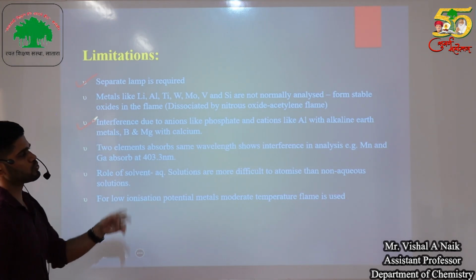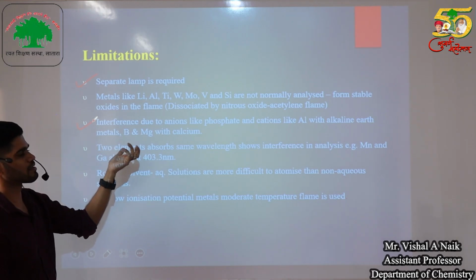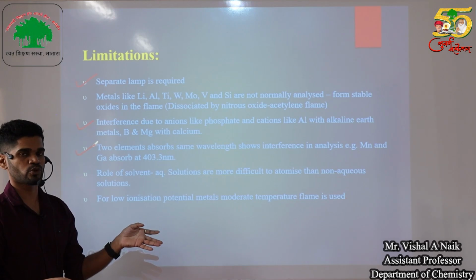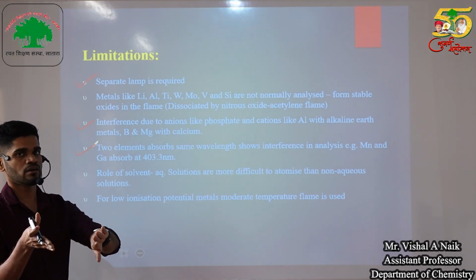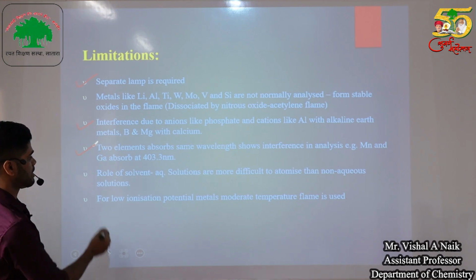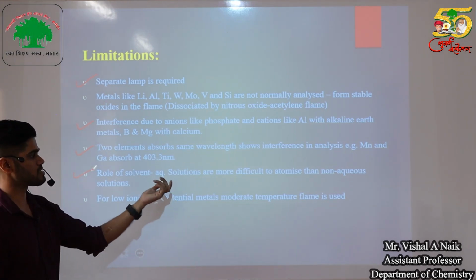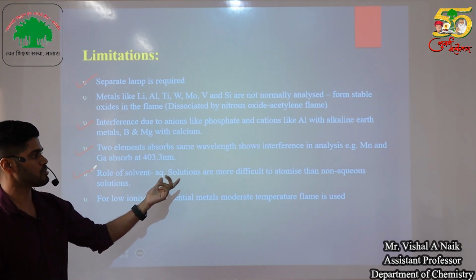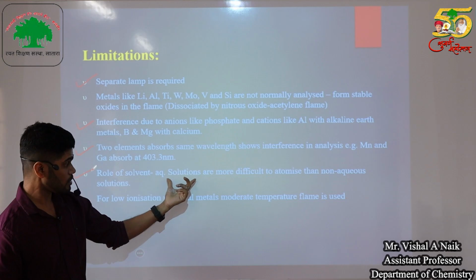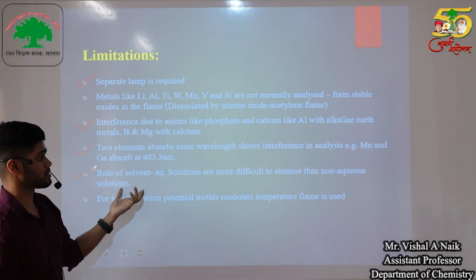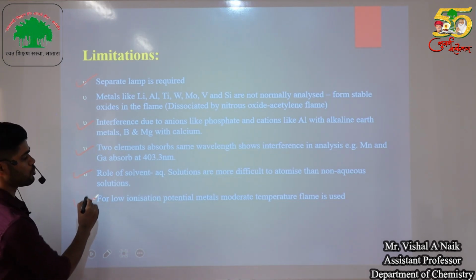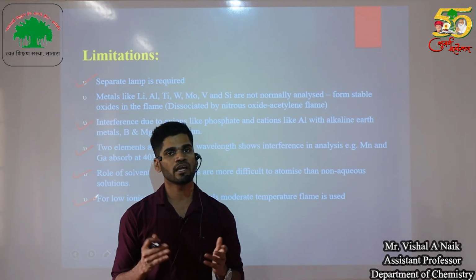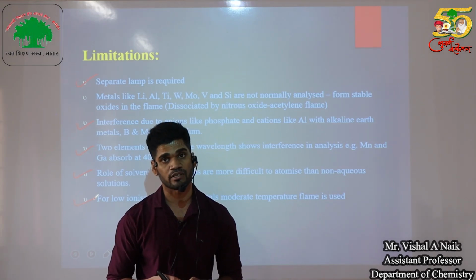Then interference due to anions like phosphates and others is also there. Then if two elements absorb the same radiation, they are determined as a single one. We have already studied this in FES. Then the role of solvent: aqueous solutions are more difficult to atomize than non-aqueous solutions, so non-aqueous solutions are also used. Then for low ionization potential metals, a moderate temperature flame is used. So this is all about the atomic absorption spectrophotometer. Thank you.